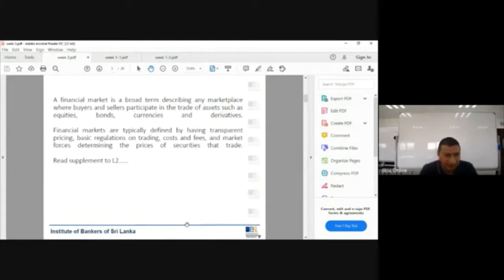Then there is a reading supplement for all of you for this lecture. I will share that with IBSL, and they will share it with you, probably after the discussion today, or you might get it before the next discussion. It's a Word document that you can read through. It has a number of concepts that we repeat throughout our discussions, so you will be able to read and understand some of the concepts that we are elaborating on and discussing here.